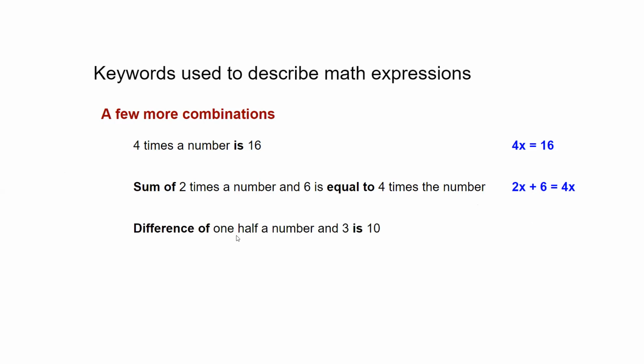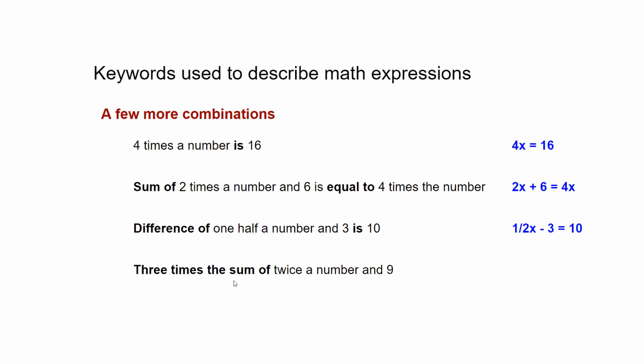The difference of 1/2 a number and 3 is 10. So in this case, we're taking the difference of 2 things. Whenever we take the difference, we have to set it up as 2 things that are being subtracted. In this case, 1/2 of the number and 3. And then that's going to be equal to 10. So that looks like 1/2 x minus 3 equals 10.